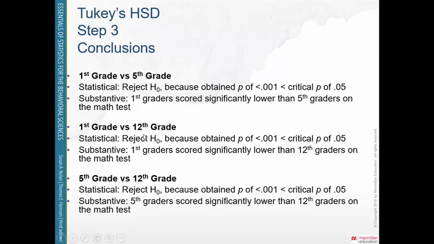1st grade versus 12th grade, again we reject the null because our obtained P of less than 0.001 is less than the critical P of 0.05. And what we're saying is 1st graders scored significantly lower than 12th graders on the math test. And then the 5th graders versus the 12th graders, again, statistically we reject the null because our obtained P of less than 0.001 is less than the critical P of 0.05. 5th graders scored significantly lower than 12th graders on the math test.